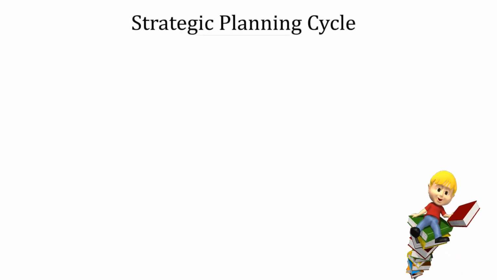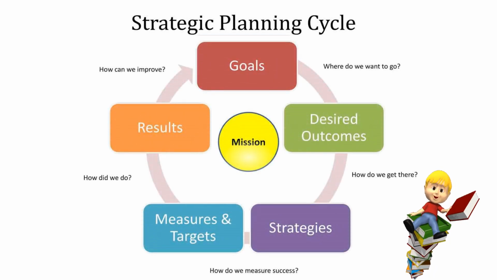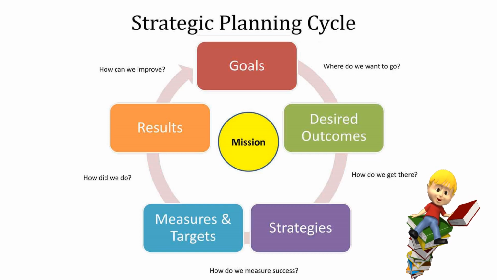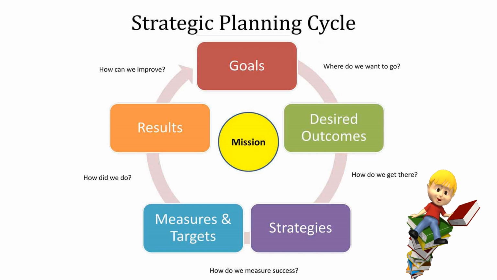Strategic planning cycle. This is a strategic planning cycle in which goals, desired outcomes, strategies, measures, and targets and results are included. The goals are set, which leads to desired outcomes, where the question, where do we want to go, is created. The second step is desired outcomes to strategies. The question to be asked here is, how do we get there?